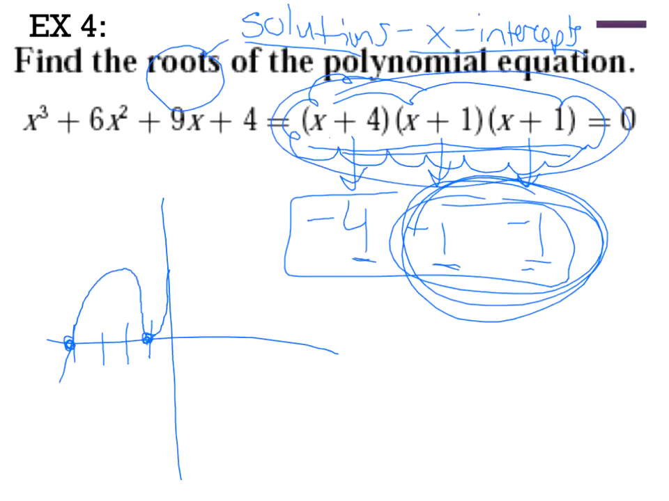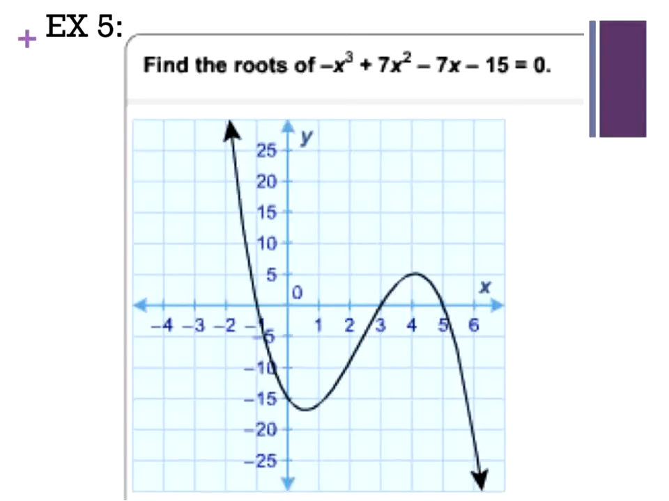So sometimes they're going to give it to you in factored form. We love when they do that for us. It's fabulous. Sometimes we have to find the factors ourselves. So what if I give you the graph? Can you guys pick out the roots? So what am I really asking you for? I'm asking you to find the spots where the graph crosses. Can we easily pick those spots up?